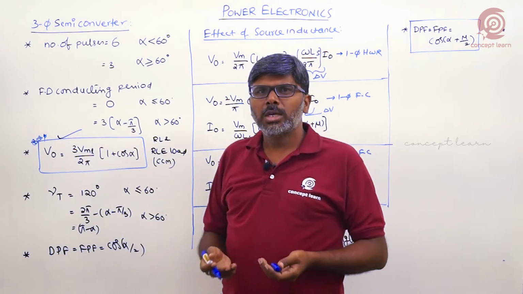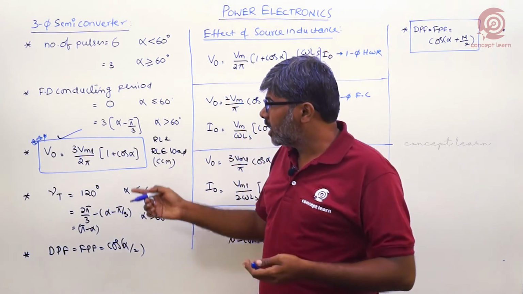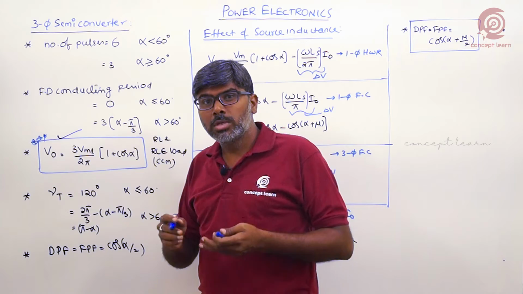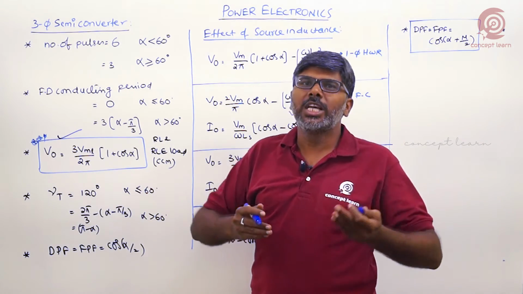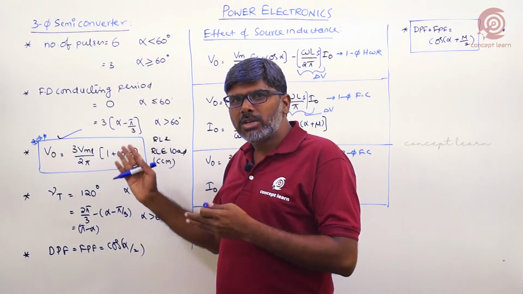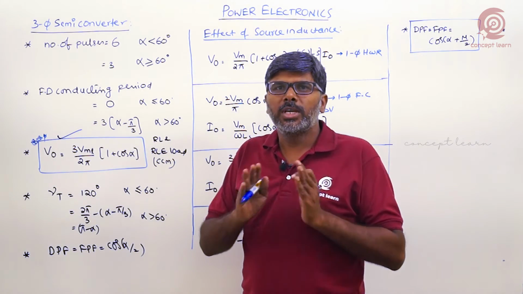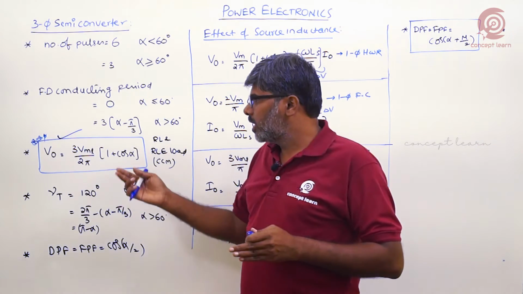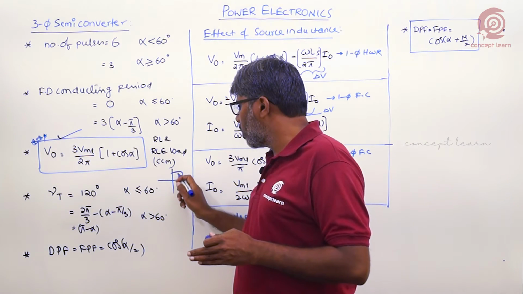So we know that by varying the alpha, V0 value also changes, but always it gives a positive value over the firing angle range 0 to 180 degrees, as in the single phase semi converter, right? So that is why it always gives a rectification mode of operation, meaning power flows from AC to DC only. So it is called single quadrant because it gives operation in only the first quadrant.